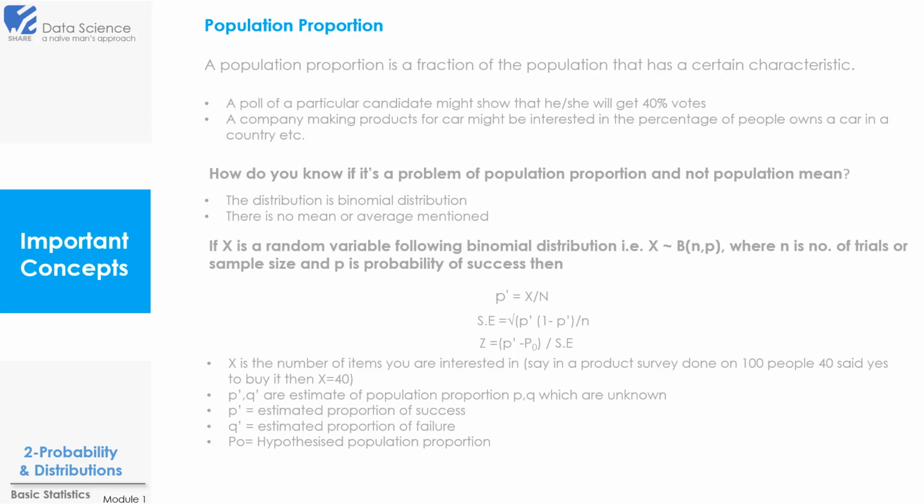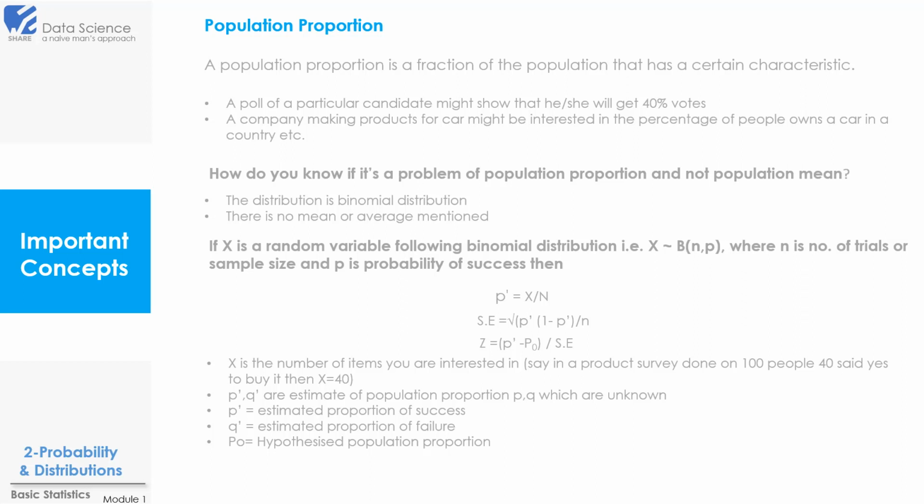Here x is the number of items you are interested in. Say in a product survey done on 100 people, 40 said yes to buy it. Then x will be equal to 40. P hat and Q hat are the estimates of population proportions P and Q, which are unknown. So P hat is equal to the estimated proportion of success and Q hat is equal to the estimated proportion of failure. And P naught is equal to the hypothesized population proportion, which will be given in the question. So that is what population proportions are.